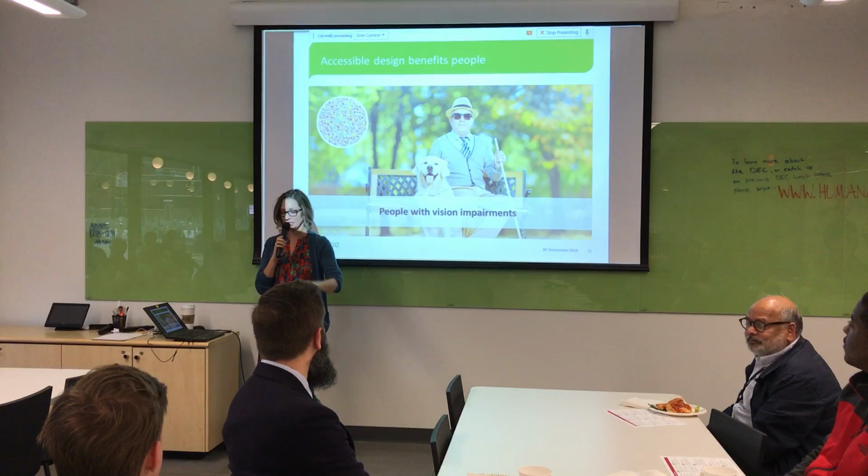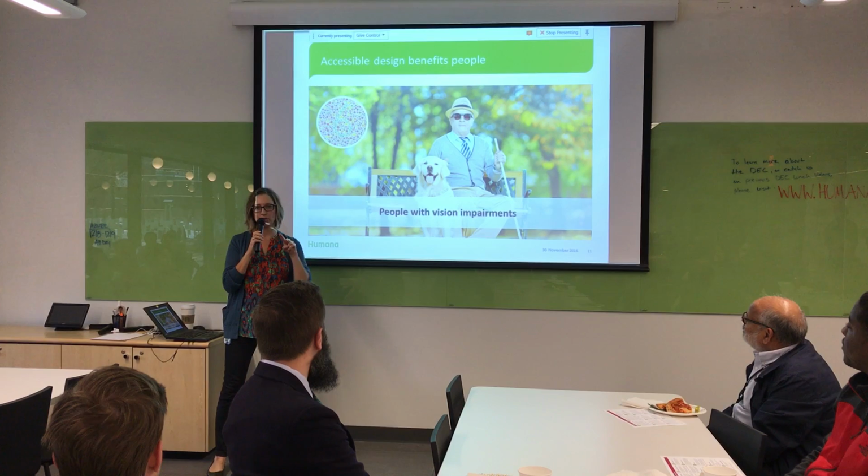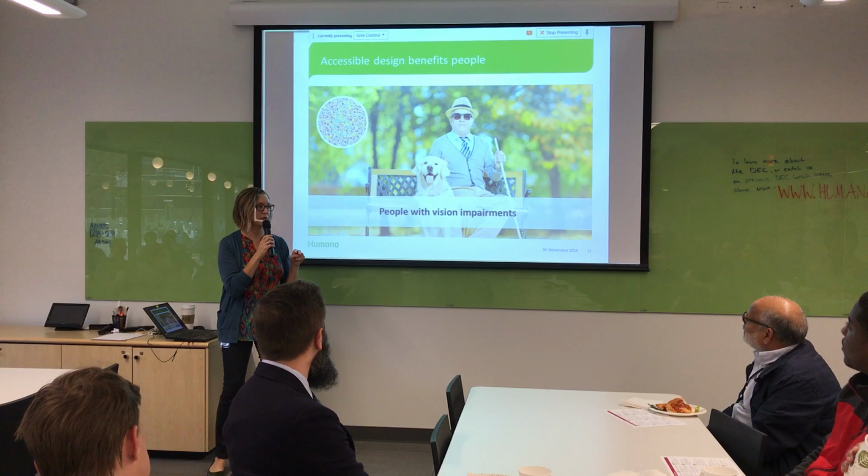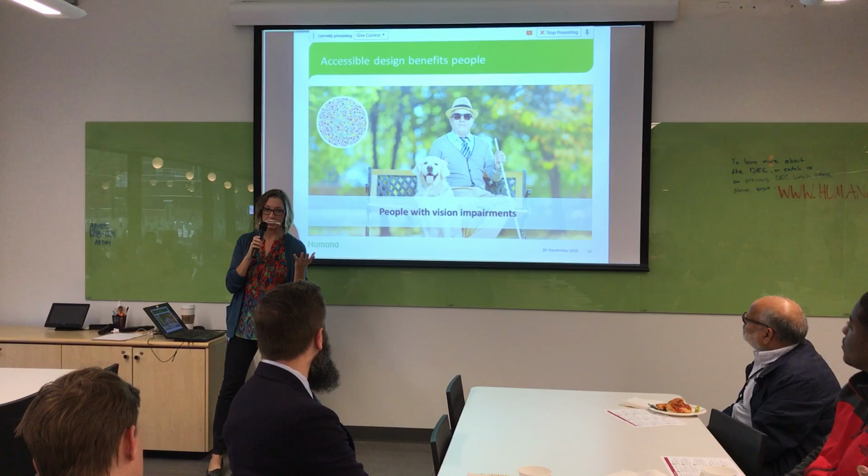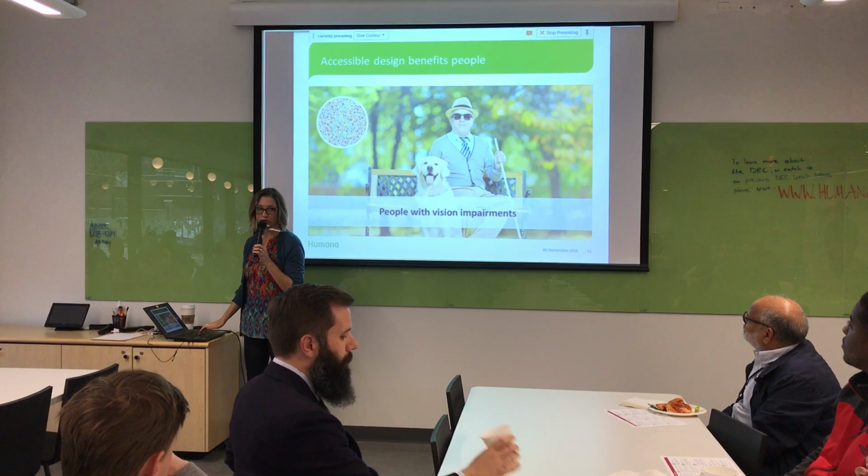So one of the problems we have at Humana is our corporate brand colors are pretty similar in saturation between the plum and the bright green, and it's hard for somebody who has colorblindness to tell those apart. So especially if you're indicating something that's clickable, like a link, or something that you're organizing by category, using color alone is really dangerous for people with any kind of color blindness.